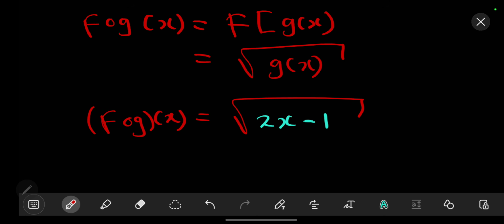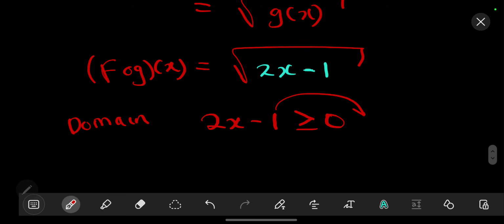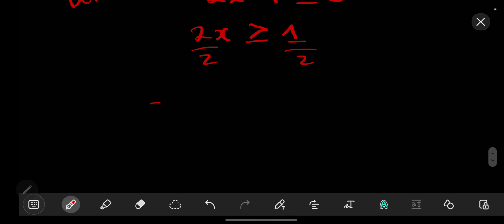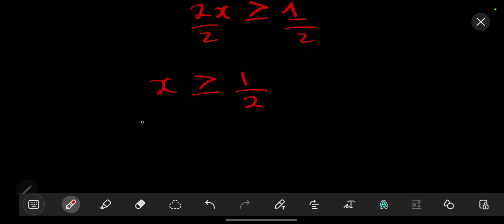So to find our domain, you are just going to get whatever is inside and say 2x minus 1 should be greater than or equal to 0. Take the 1 this side, we are going to have 2x should be greater than or equal to positive 1. Divide by 2, divide by 2, we are going to have x is greater than or equal to 1 over 2 like that. So we have found our domain. In interval notation, our x value, the smallest, is 1 over 2. But if x is greater than 1 over 2, it means it can continue moving like that.